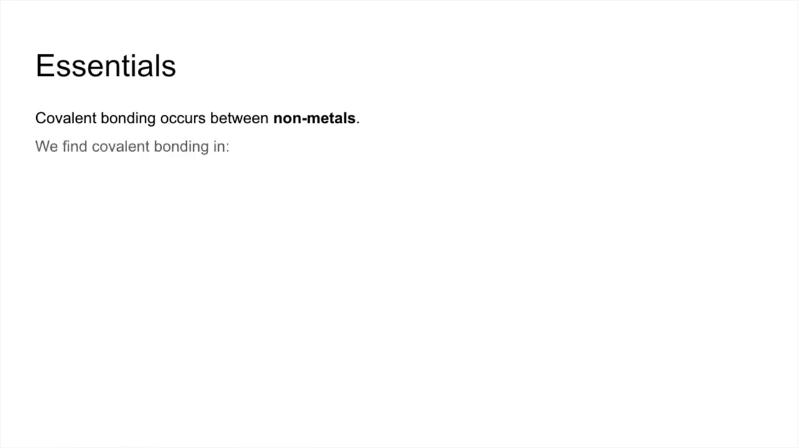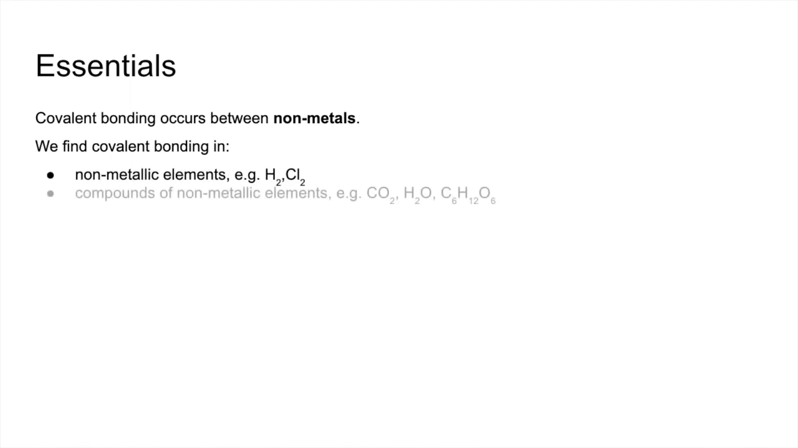So we'll start with the essentials. Covalent bonding occurs between non-metals, and we find covalent bonding in non-metallic elements, so for example hydrogen, chlorine, compounds of non-metallic elements, so things like carbon dioxide, water, glucose, and polyatomic ions. So these are ions where you've got more than one atom bonded together in the ion. So hydroxide ions is a covalent bond between the O and the H, and the sulfur and these four oxygens, you've got covalent bonds as well.